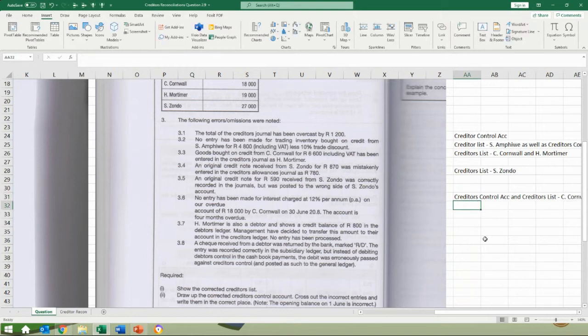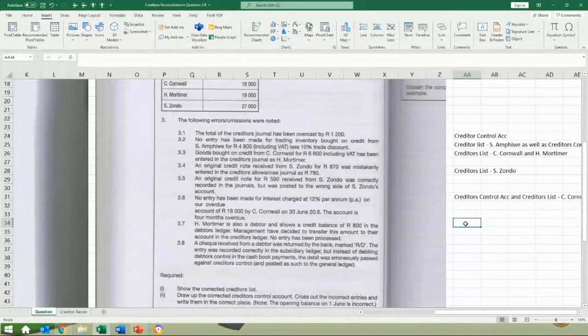Cornwall's account, because it's only his account that's outstanding. Then number 3.7, they tell you H. Mortimer is also a debtor and shows a credit balance of 800 in the debtor's ledger. Now remember, a debtor is normally a debit balance. Now if they show you a credit balance on your debtor side, that means you actually owe that person money.